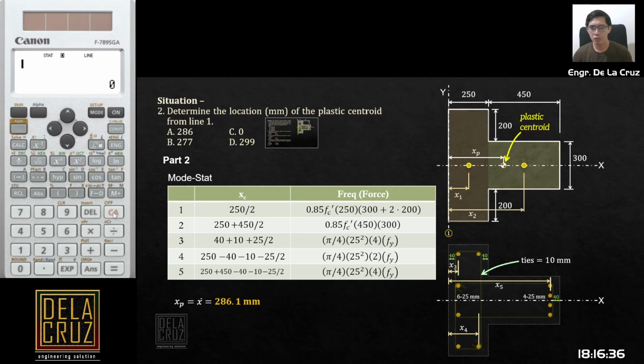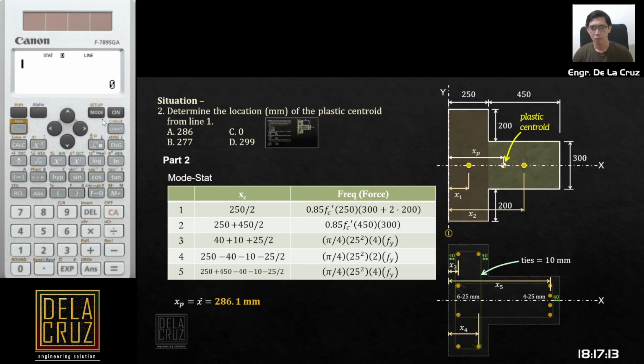Then Fy, I will store it in Y. And the area of the bars, this is the area of one bar, I will store in A, so we don't have to type repeatedly. Pi over 4, that's 0.25 pi times 25 squared. This is the area of one bar only. I will store that to A. In this way, we don't have to type these values repeatedly.